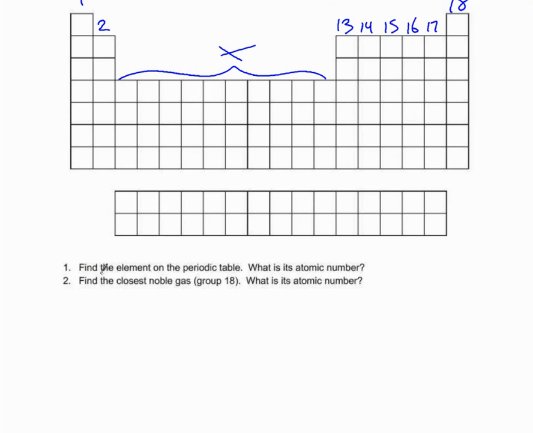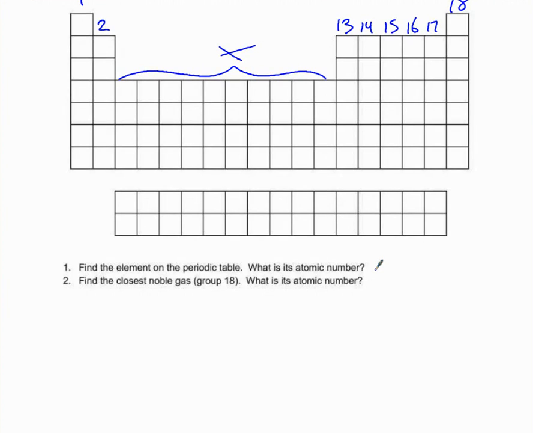Number one, find the element you need on the periodic table. Now I have a blank periodic table here. Hopefully you have one in front of you that you can use as a reference. I will write on this one as needed. So the first thing is find the element on the periodic table, and we want to know what is its atomic number. Atomic number meaning number of protons. So it's going to be a whole number, a number 1 through 118. What is the atomic number?